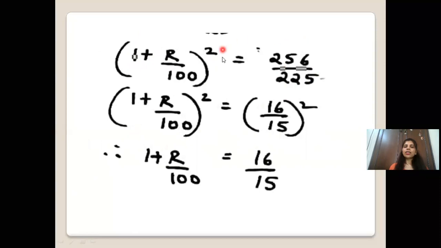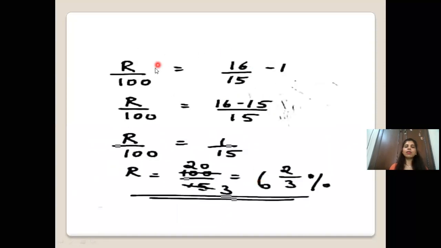Now you can see that from the index you get the idea that you have to convert this with the power of 2. So 16 16s are 256 and 15 15s are 225. I've written it as (16 upon 15) raised to 2. As the indices are the same, the bases become the same. So 1 plus r upon 100 is equal to 16 upon 15.